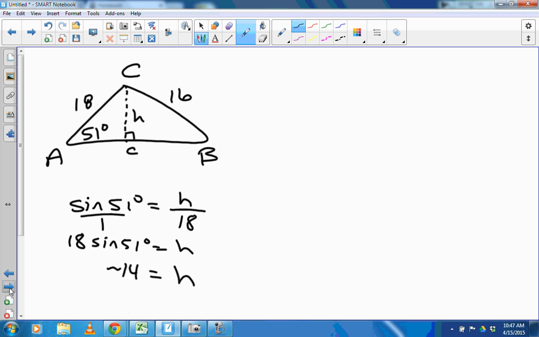Now, what does this mean since that height is 14? It's two triangles. Oh, crap. Yeah. Okay. Now, with two triangles, you have to solve both of them. So there's 6 answers to this question.